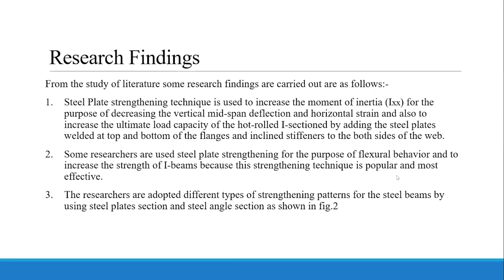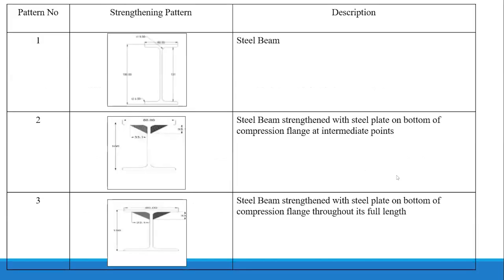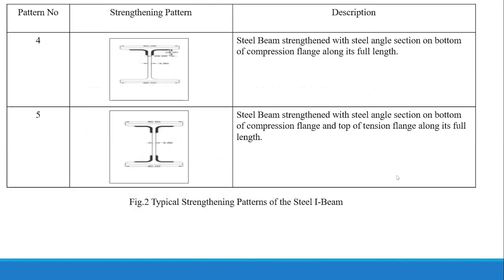The researchers have adopted different types of strengthening patterns for the steel beam using steel plate section and steel angle section, as shown in figure 2. Here is the pattern number, strengthening pattern and description. First is the only steel beam. Second is the steel beam strengthened with steel plate on the bottom of the compression flange at intermediate point. Third is the steel beam strengthened with steel plate on bottom of the compression flange throughout its length, full length.